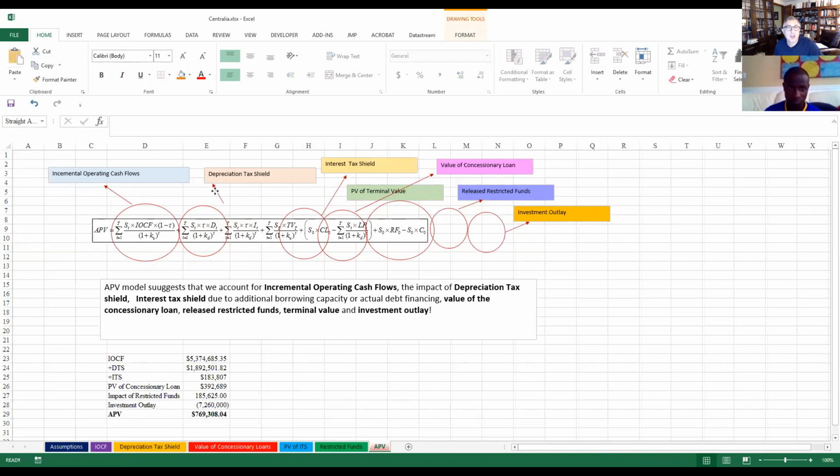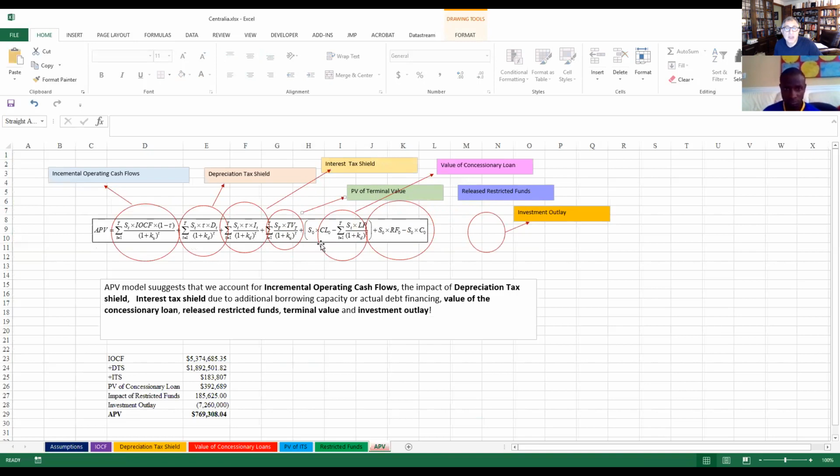So this is the depreciation tax shield we already calculated. Here is the interest tax shield. We will get to that in a little bit. This is the present value of the terminal value. We'll get to that later as well.